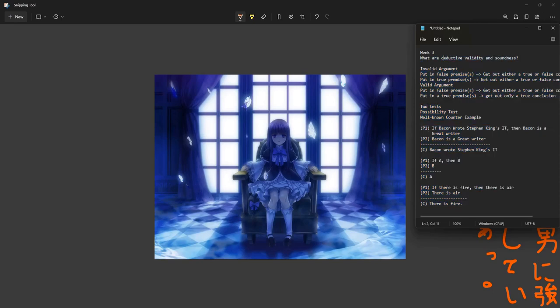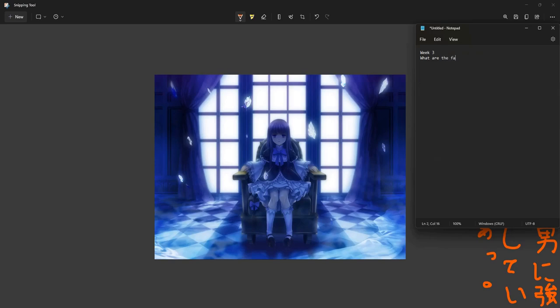What are the famous forms? The famous forms in the famous form method. Let's see. We have modus ponens. I cannot spell, apparently. And that is the following.